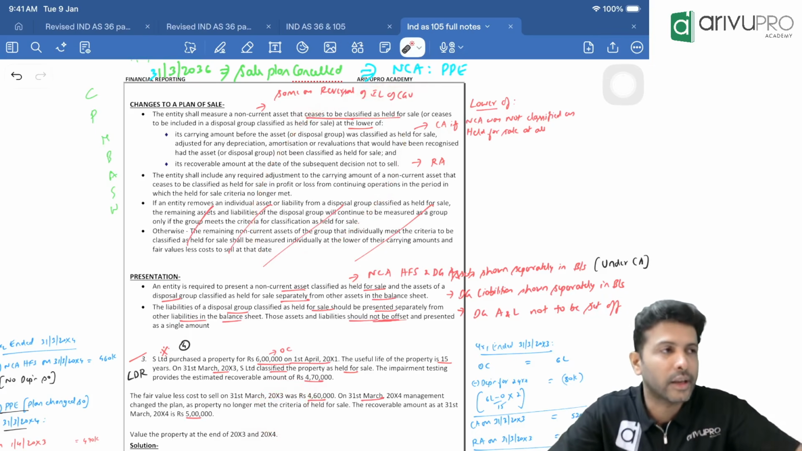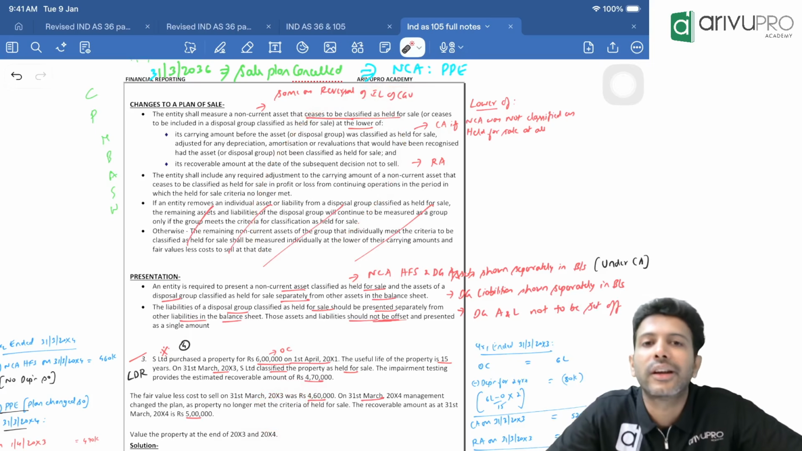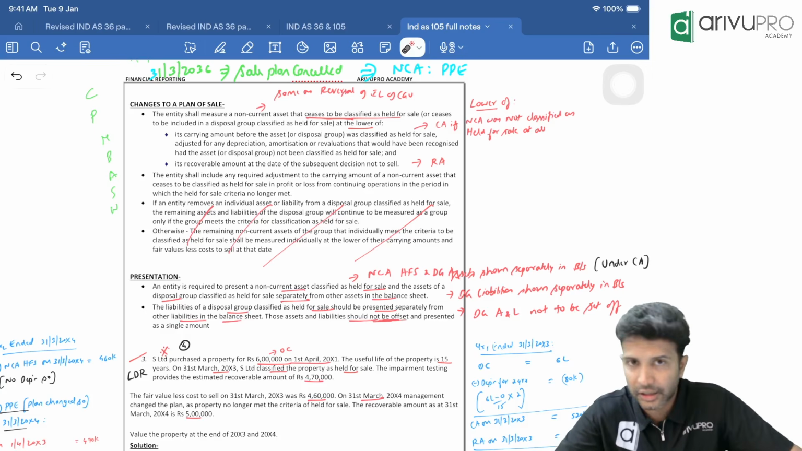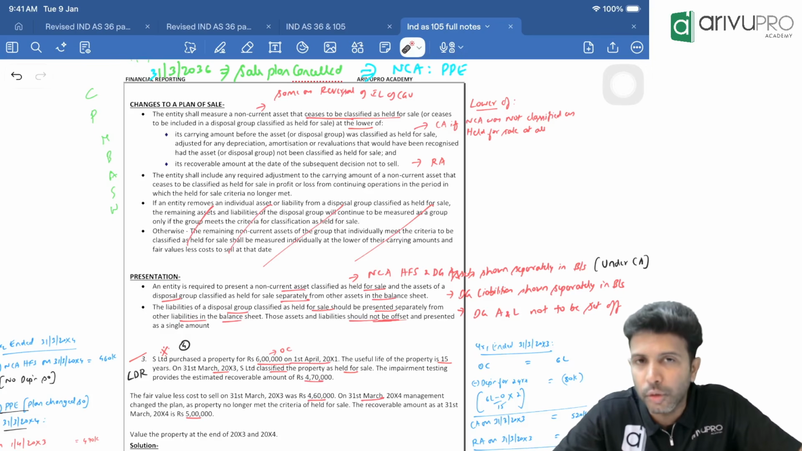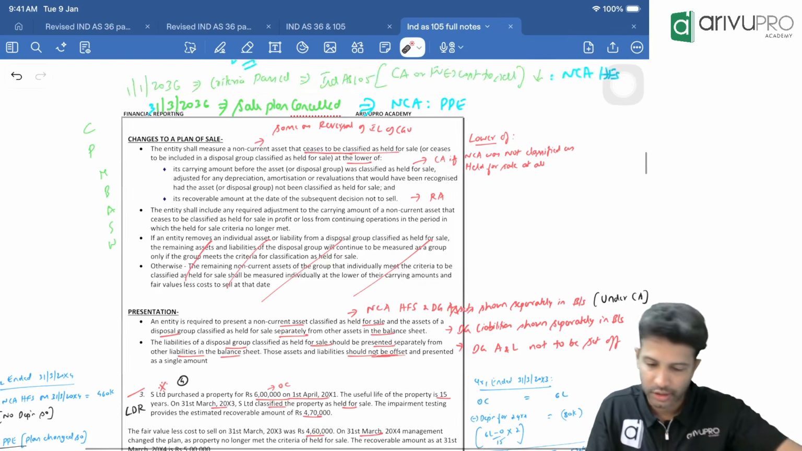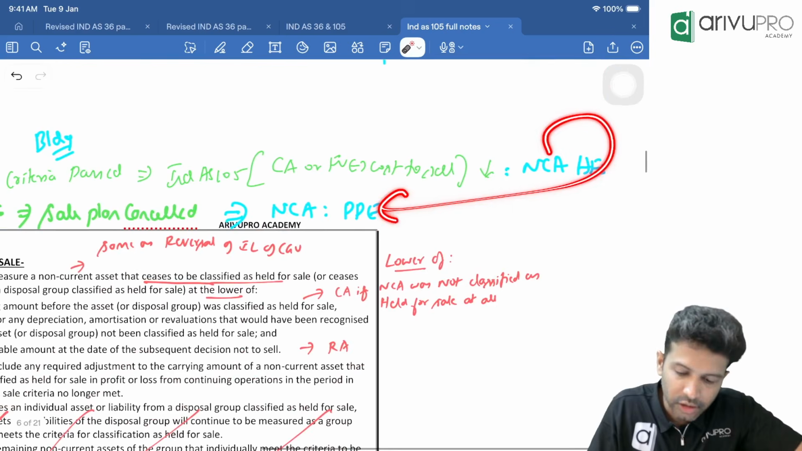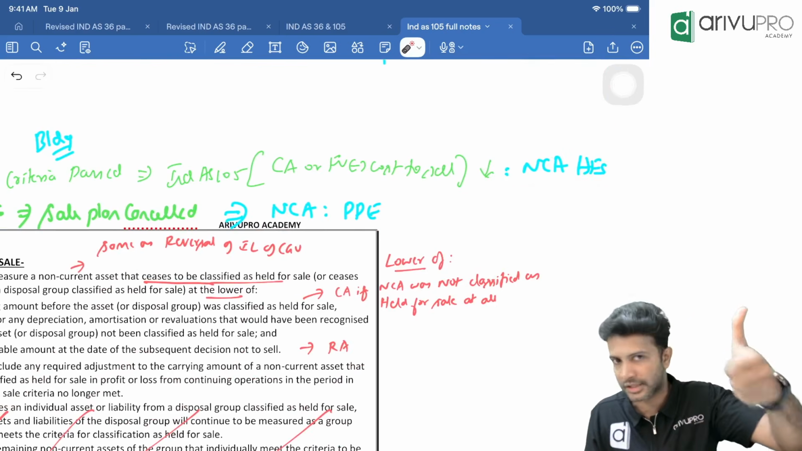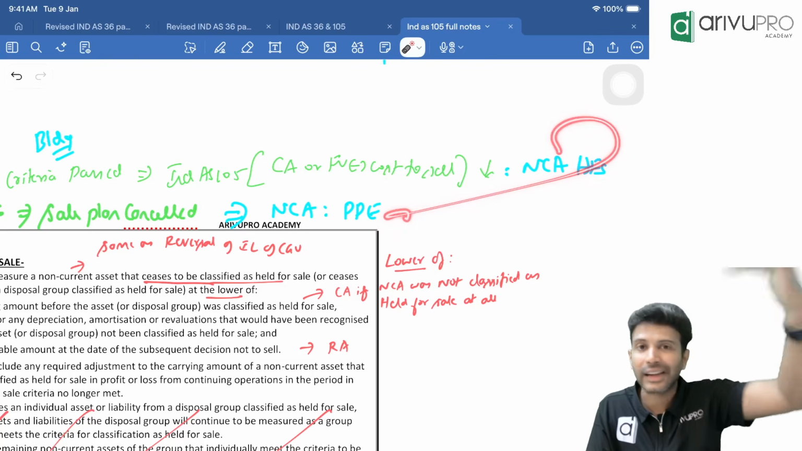If it is no longer a non-current asset held for sale, if your plan to sell the asset is no more there, if you have dropped the sale plan, what will you have to do? You'll have to remeasure it. One, you'll have to change the classification. From non-current assets held for sale, you will classify it as PPE or intangible asset depending on the nature of the asset. That is the name change and category change.